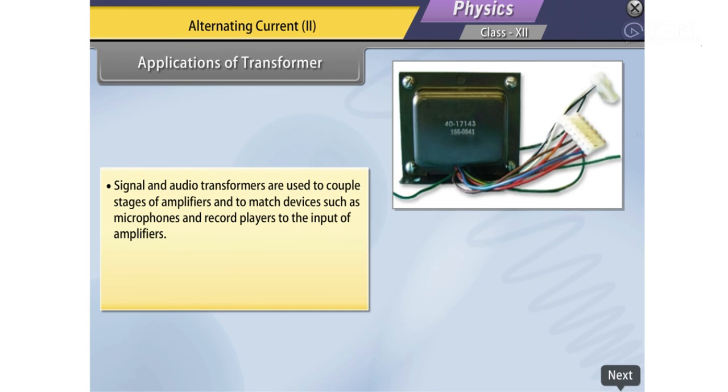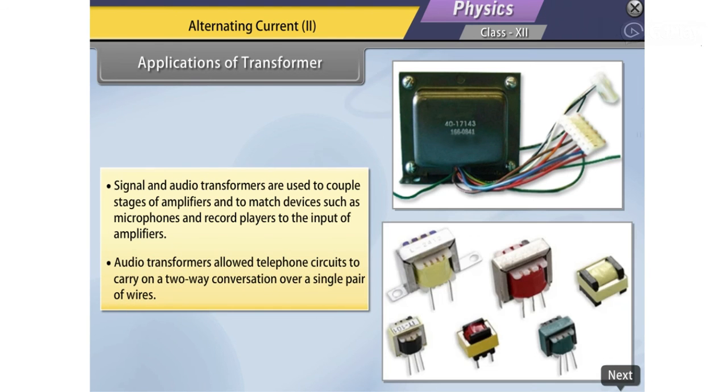Signal and audio transformers are used to couple stages of amplifiers and to match devices such as microphones and record players to the input of amplifiers. Audio transformers allowed telephone circuits to carry on a two-way conversation over a single pair of wires.